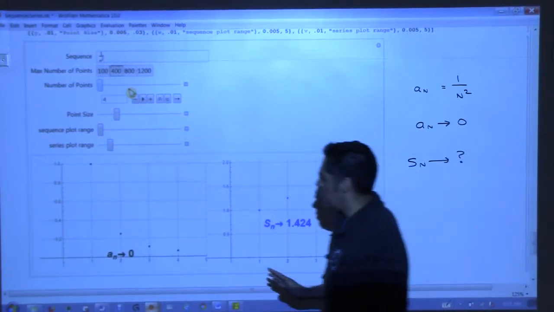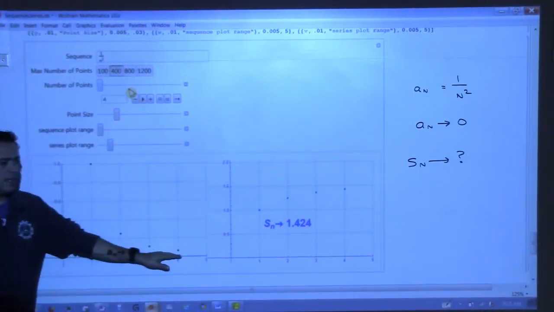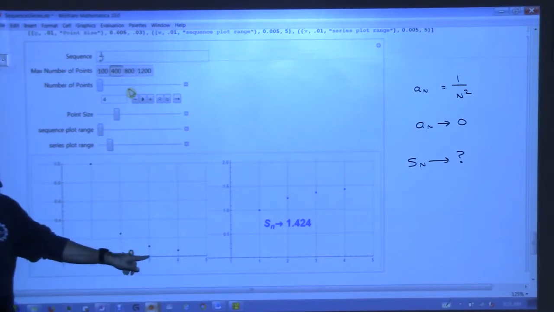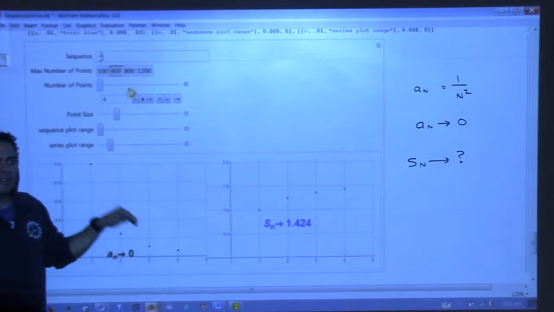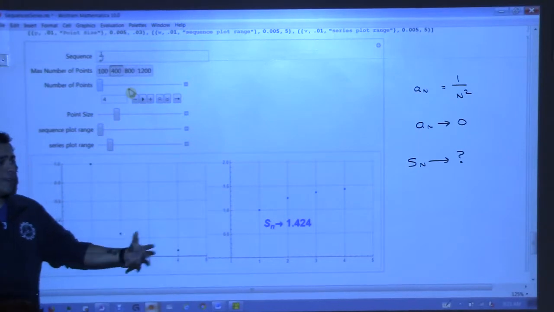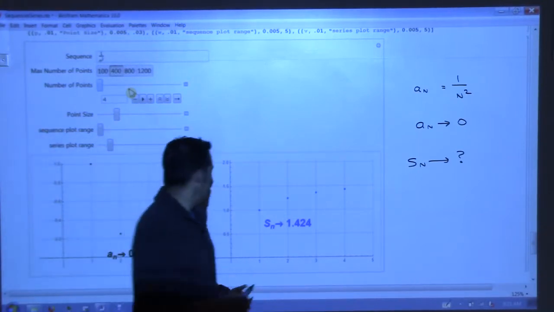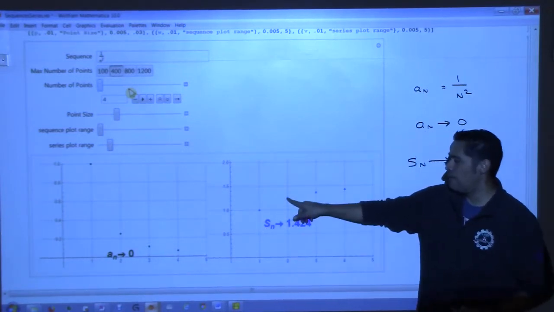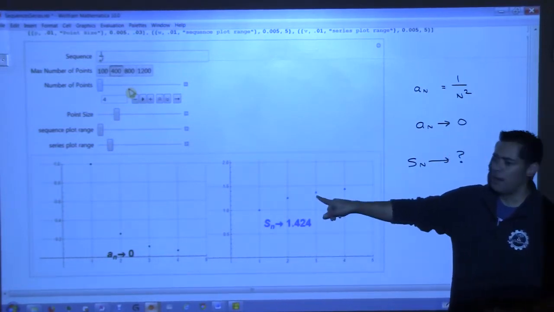So on the computer here, what you'll see on the left side is just the sequence, right? And we said the sequence was 1, 1/4, 1/9, 1/16. So if we plug in 1, we get 1. If we plug in 2, we get 1/4, right? So that's 0.25. And then if you plug in 3, you get 1/9, and 4. And so we know that the sequence is converging to 0. But what is the sum doing? So when we plugged in 1, we got 1, right? When we plugged in 2, we got 5/4. When we plugged in 3, we got another number, right?